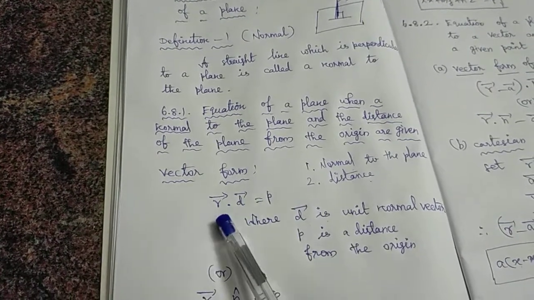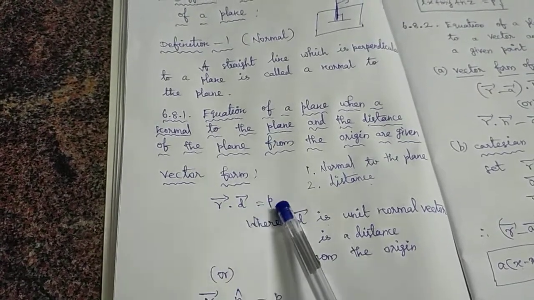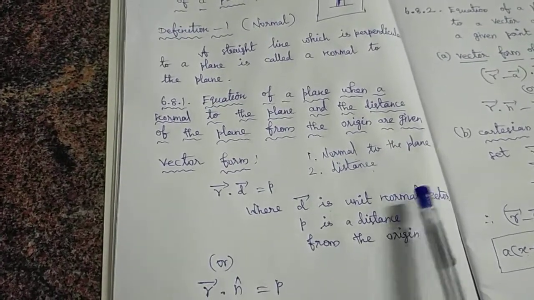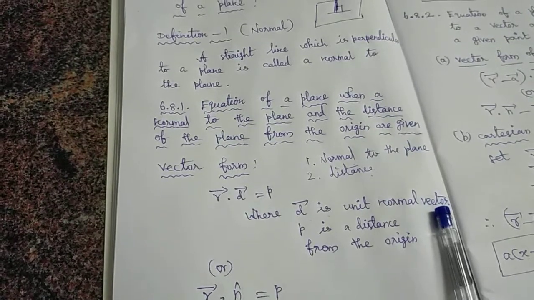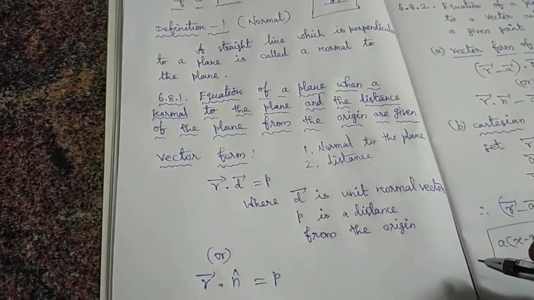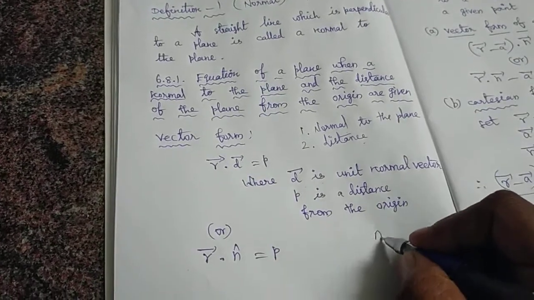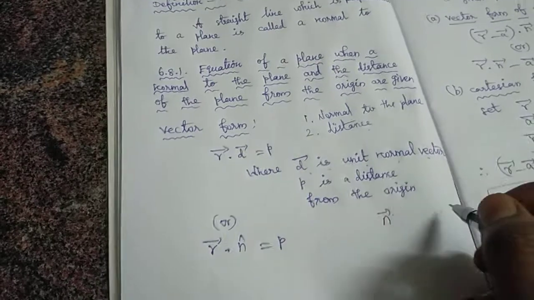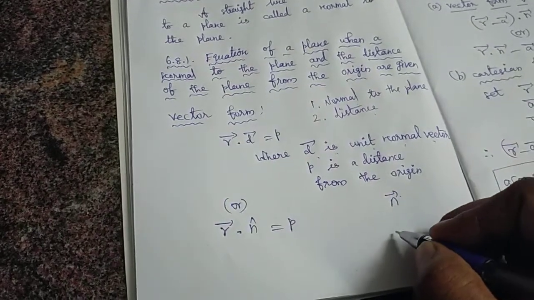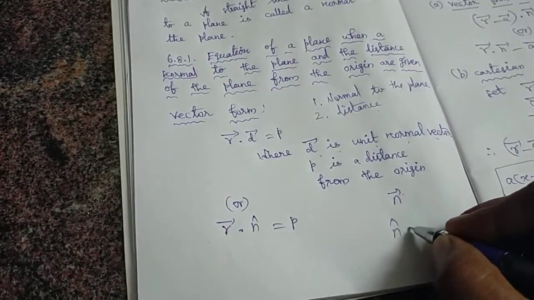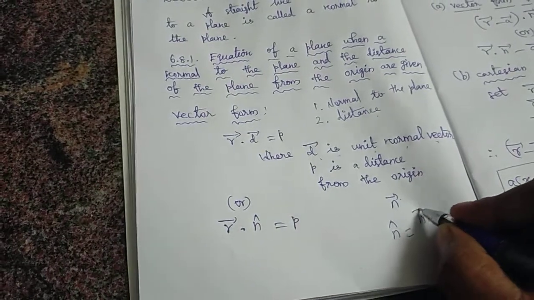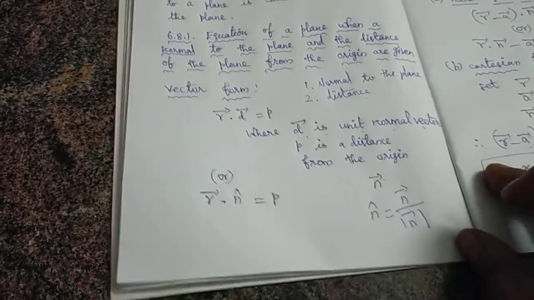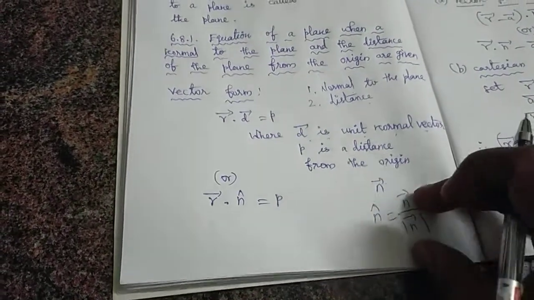Vector form: r vector dot d vector equal to p, where d vector is unit normal vector. You know that usually normal vector is n vector. D vector is unit normal vector. Unit normal vector means n cap. So how can you calculate n cap? N vector divided by modulus of n vector.